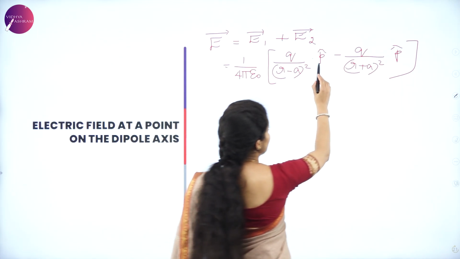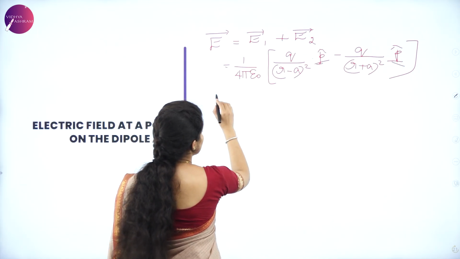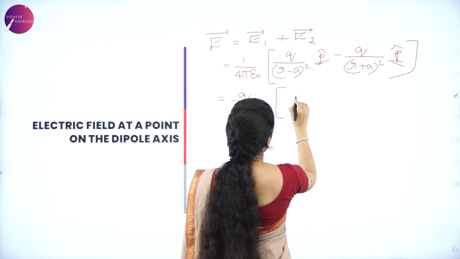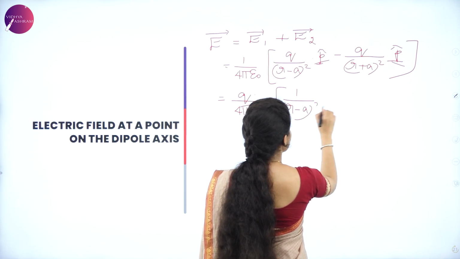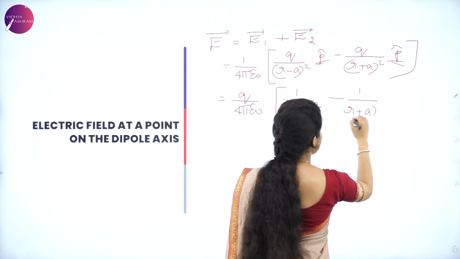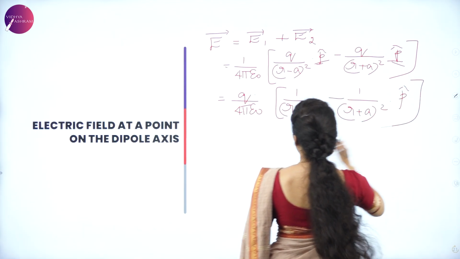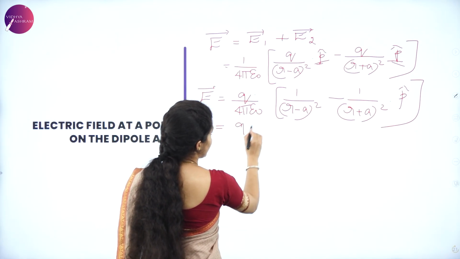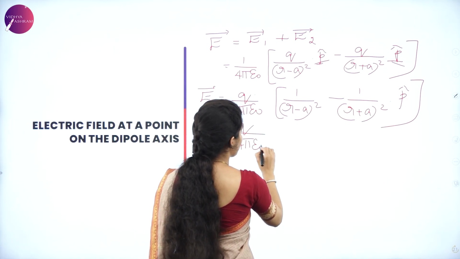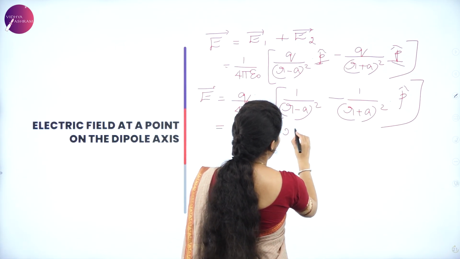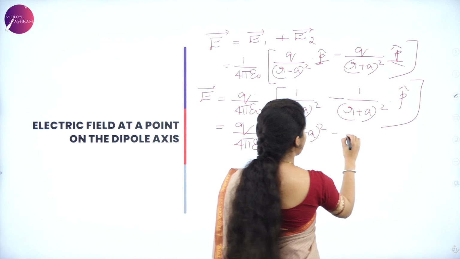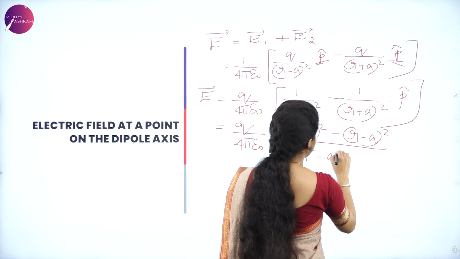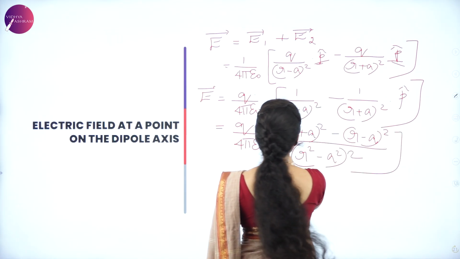P cap is a common term here and Q comes out again. So Q divided by 4 pi epsilon naught into 1 by R minus A the whole square minus 1 by R plus A the whole square, into P cap. This is the equation for vector E. Taking the common terms out and the LCM, it is 1 by 4 pi epsilon naught into R plus A the whole square minus R minus A the whole square, divided by R square minus A square the whole square, into P cap.